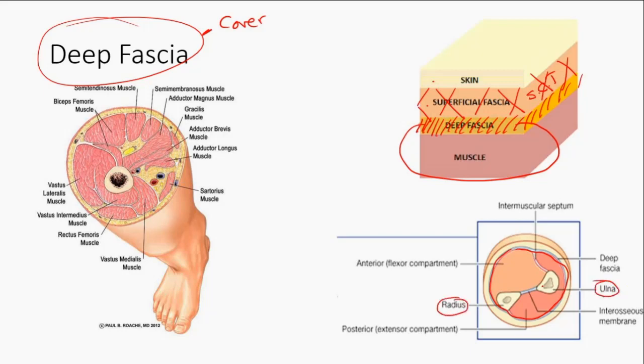Okay, so here is your ulna. Okay, and here's your radius. So this would be your left arm. So the fascia here is the deep fascia. It covers below the skin and it covers the muscle.